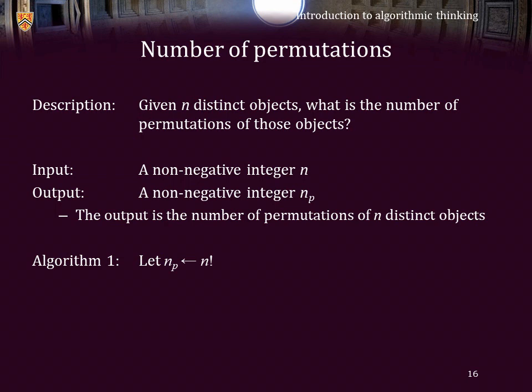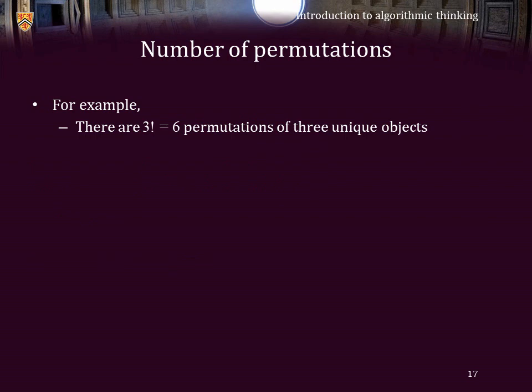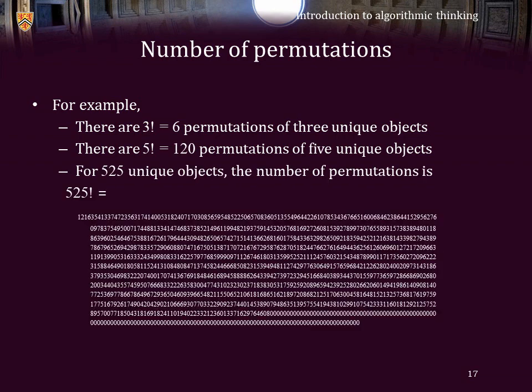Here's a very simple algorithm. We're going to call this algorithm number 1, and all we do is assign n sub p the value of n factorial. For example, there are 3 factorial or 6 permutations of 3 unique objects. There are 120 permutations of 5 unique objects. And for 525 unique objects, here we see the number of possible permutations. All right, that's a very simple problem with a simple solution.